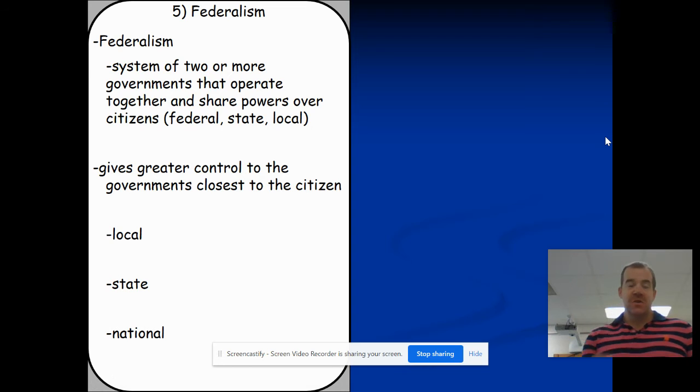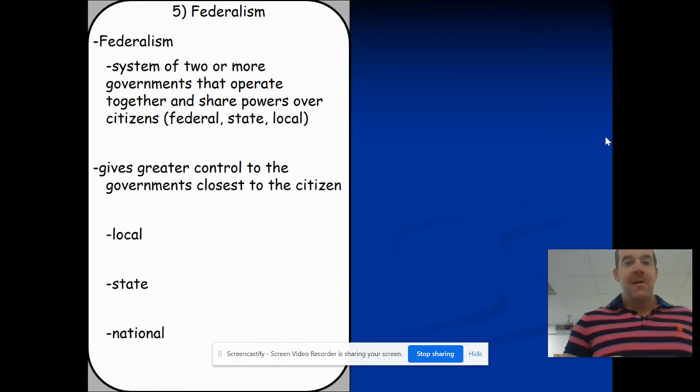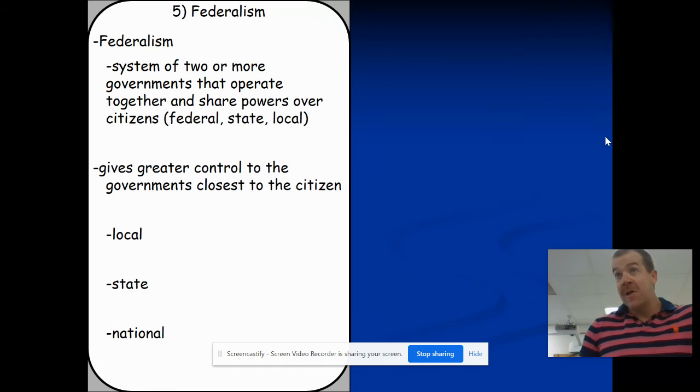Federalism, you're going to be tested on this on the state. Well, I don't take the state exam, but we'll take a final exam in this class, maybe one that I make. Federalism is the idea that power rests between the federal government as well as the state or local government.